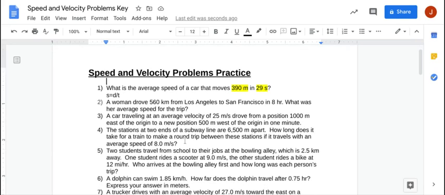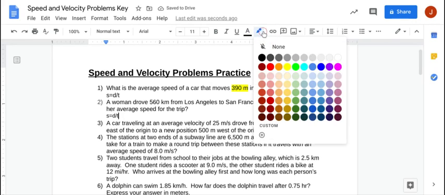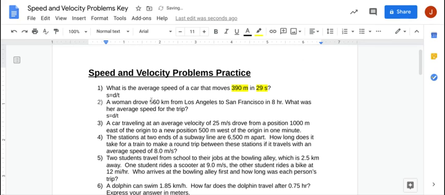Next one. A woman drove 560 kilometers from Los Angeles to San Francisco in 8 hours. What was her average speed for the trip? Again, we're using the same equation. S equals d over t. This is another one that's going to be just plug in the numbers.